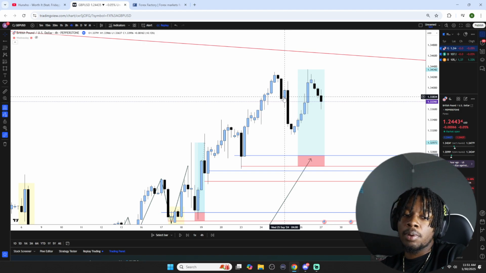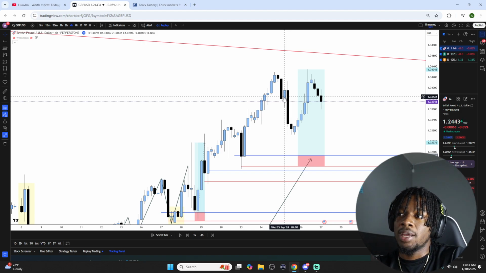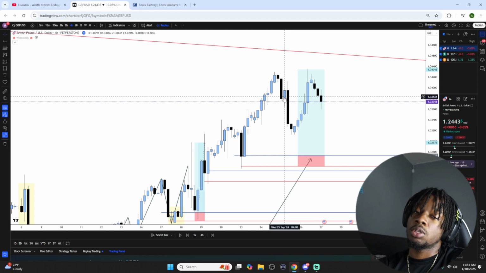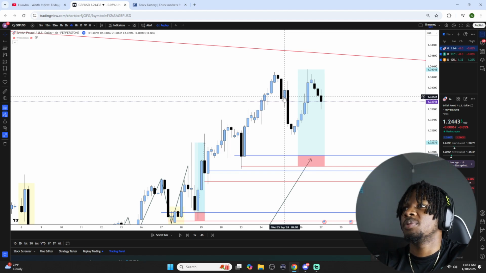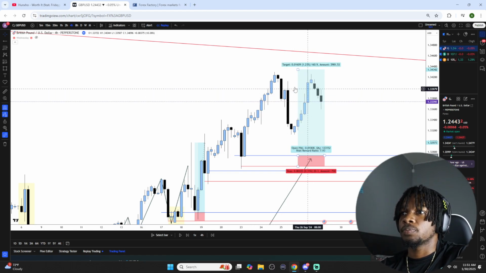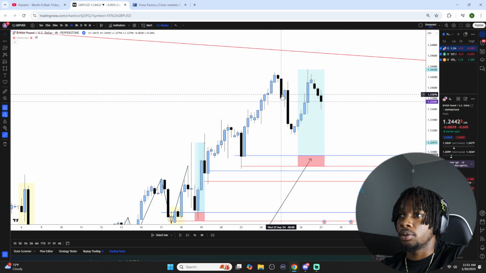So a lot of people be like, "Oh, order blocks don't work. Institutional trading doesn't work. SMC, smart money concepts don't work." They do work. You're just following them in the wrong direction. You're trying to buy at an order block that is not supposed to be a buy order block. It was supposed to be a sell order block, but you're sitting up here trying to buy at this order block the whole time. You're supposed to be looking for a buy down here, not up here.